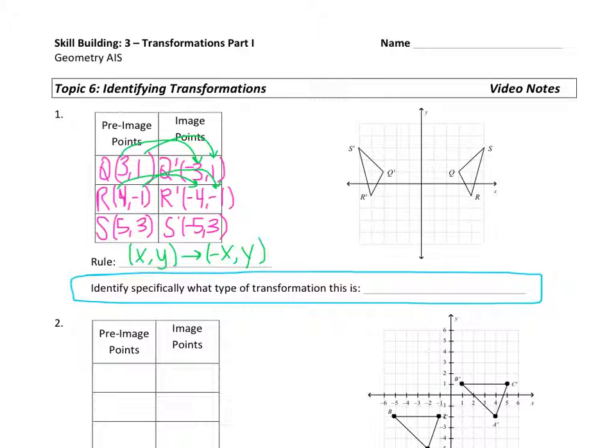Now, based on the rule, based on the picture and the coordinate points that we wrote out, I can identify specifically what type of transformation this is. It looks to me as though it's a reflection over the y-axis. It's important that we identify specifically, instead of just saying reflection, we say reflection over the y-axis. This way we know exactly what we're doing here in this transformation.